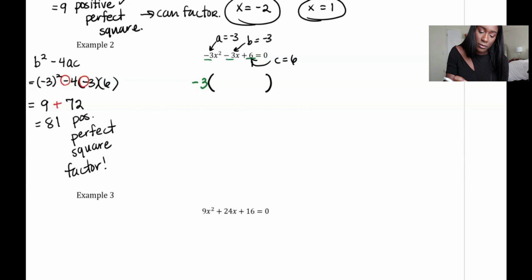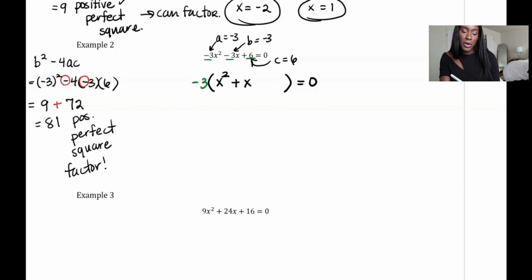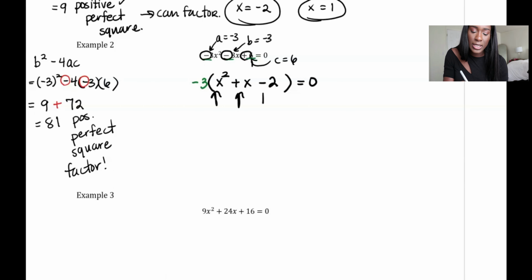So when I pull a -3 out from the first term, the negative 3x squared, it leaves me with an x squared. When I pull a negative 3 out from negative 3x, it leaves me with a positive x. And when I pull a negative 3 out from positive 6, it leaves me with a negative 2. Just a couple of quick things. When you're pulling out a negative, all of your signs should change. So we went from negative, negative, positive to positive, positive, negative. All those signs changed.